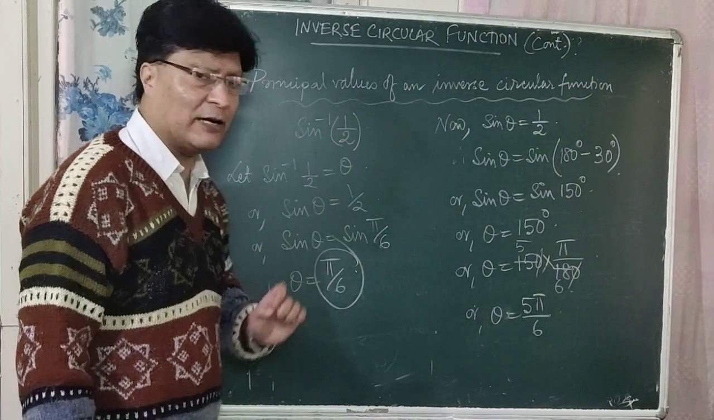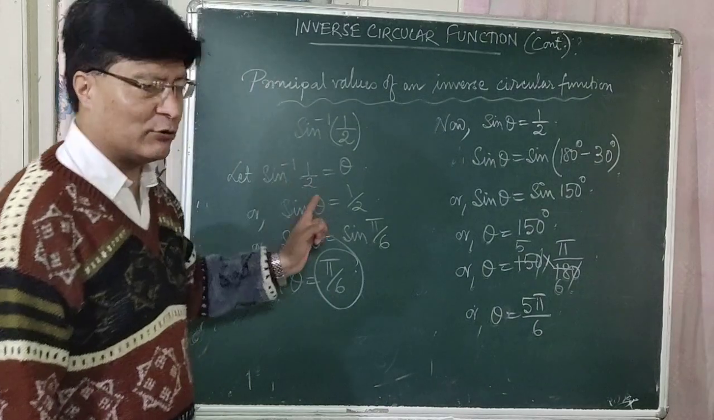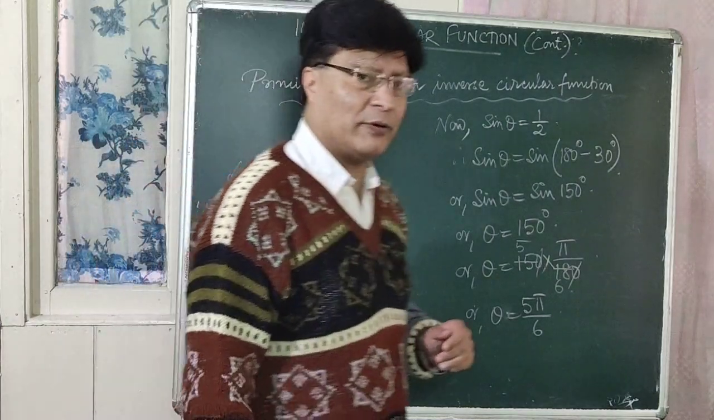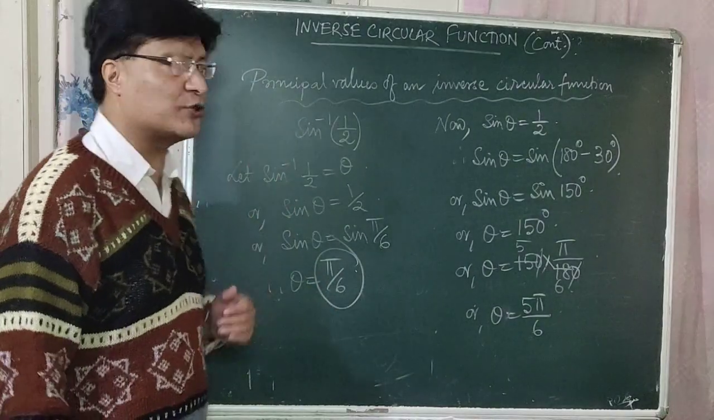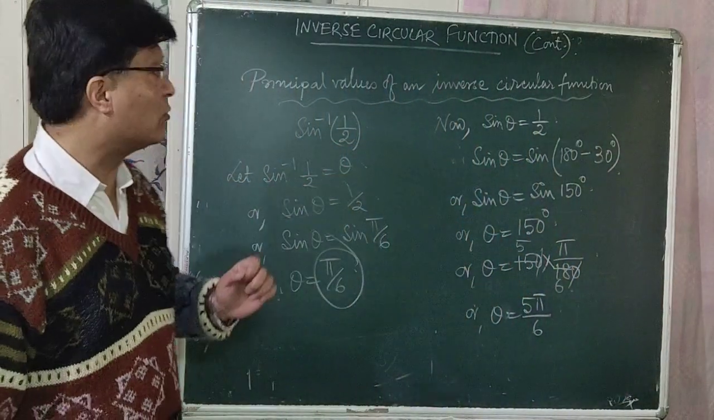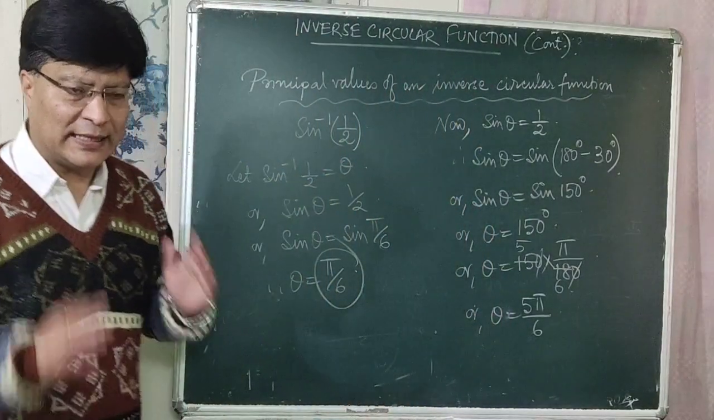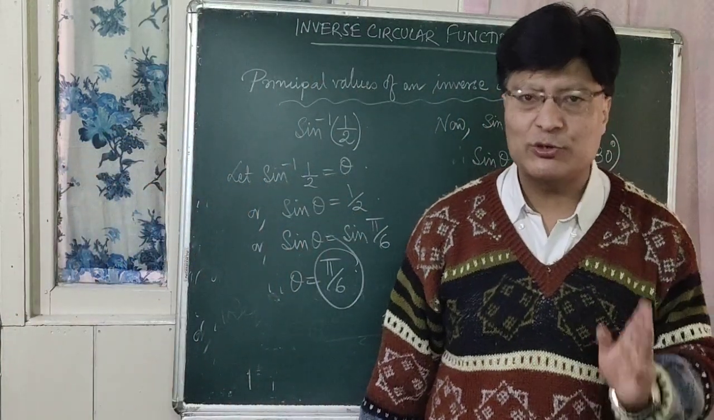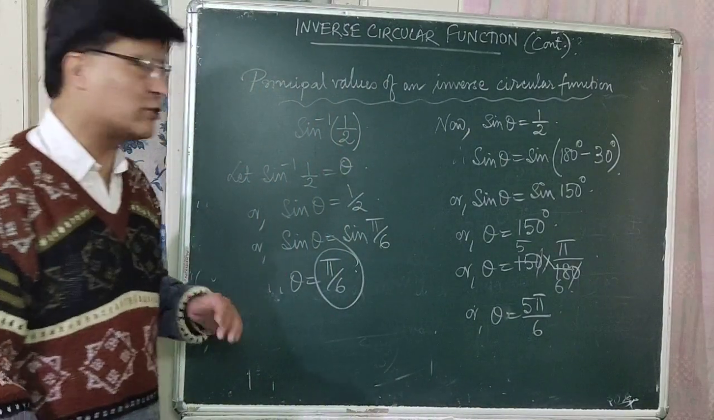Okay, and these values may be positive or negative. That is the numerical value of an inverse circular function. Is that clear? So whenever you are asked to find out the values of an inverse circular function, you always find out the principal values or the least value of an inverse circular function, and these values may be positive or negative. That is known as the numerical values of an inverse circular function. Is it clear to all of you? So now I'll show you an example.